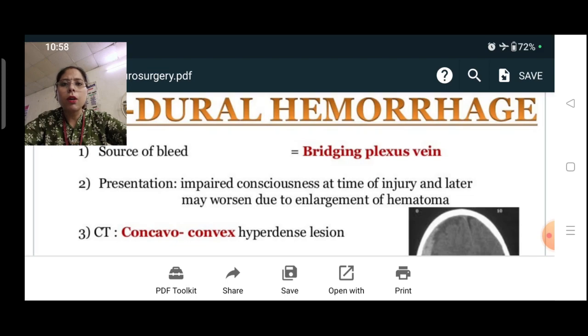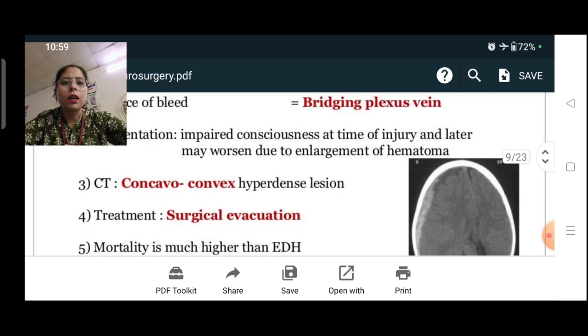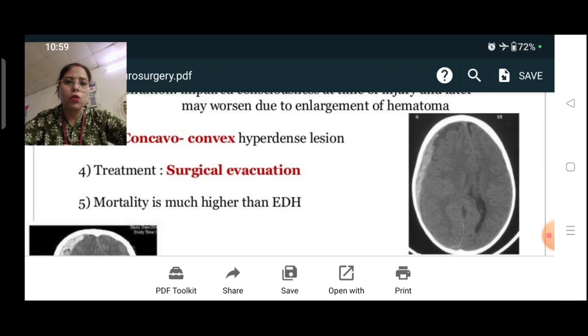And if we talk about the CT scan, it will look like a concavo-convex hyperdense lesion. You can see in the diagram also. The extradural hemorrhage was biconvex, or lens shaped, and the subdural hemorrhage is of the concavo-convex shape. Treatment generally remains the same for both. Surgical evacuation can be done through burr hole surgery, but it is a treatment of choice.